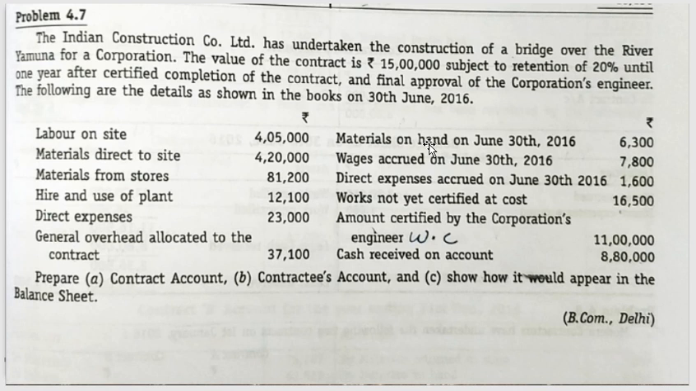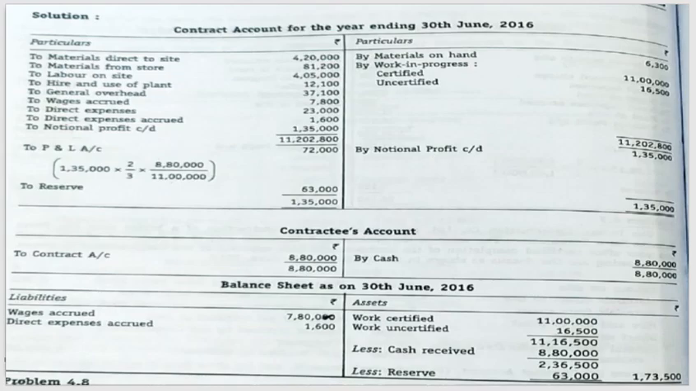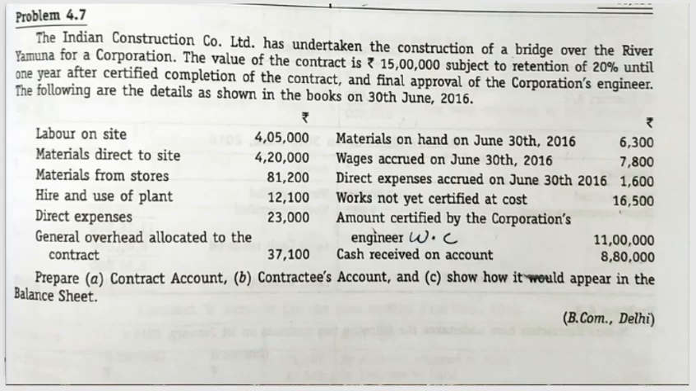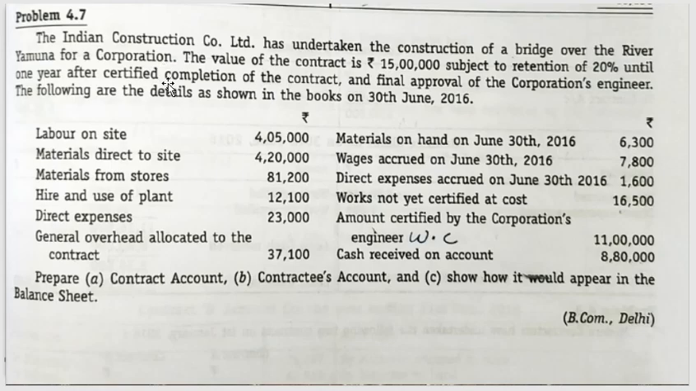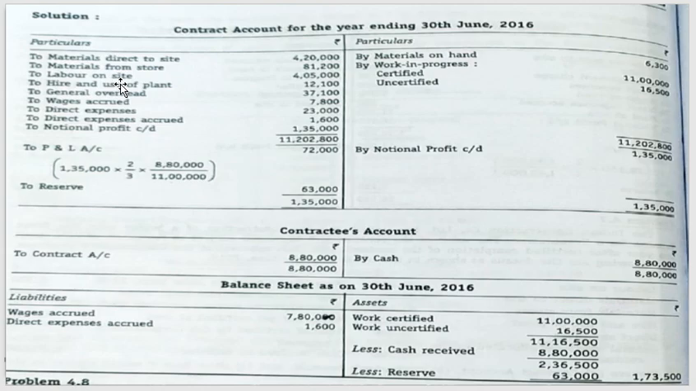So let us prepare your contract account. Contract account for the year ending 30th June 2016. To materials direct to site 4,20,000 from the question. Materials direct to site, so it is into the site, the contract has been carried out, so 4,20,000. Then we have materials from stores, so materials are being brought from stores to the site, which is 81,200, which has been recorded.